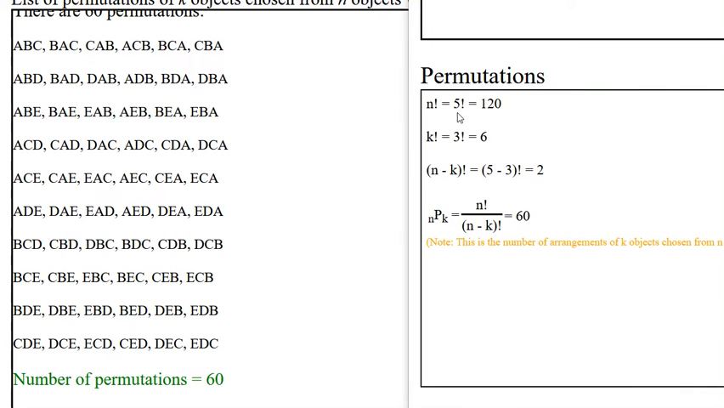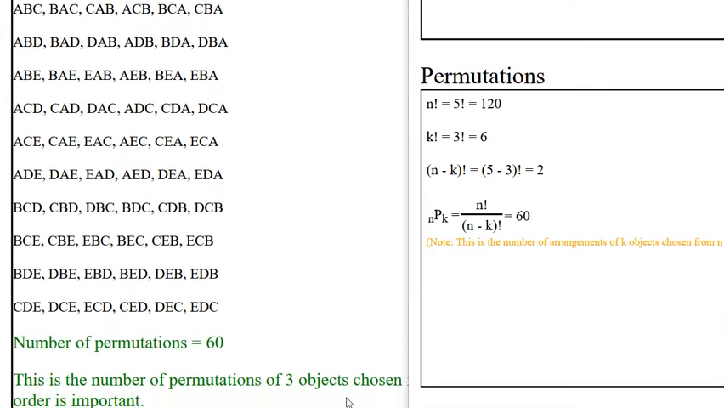We have 5 objects to choose from, and we're choosing 3 at a time. And so we do 5 factorial, which is 5 times 4 times 3 times 2 times 1, which is 120. And 3 factorial is 3 times 2 times 1, which is 6. And then we do n minus k, which is 5 minus 3, which is 2, and then 2 factorial, which is 2 times 1. And therefore the number of permutations is n factorial divided by n minus k factorial. So it'll be 120 divided by 2, which is 60. And that's how we got the 60 permutations.